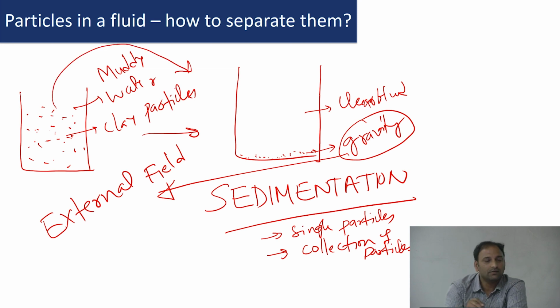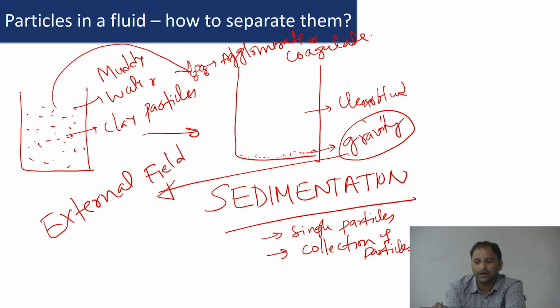What I'm going to do is whatever particles I have, I'm going to make them agglomerate or coagulate. What happens when they agglomerate or coagulate? The particles are going to become larger, and when things become larger, they can settle, right? So you can do that.